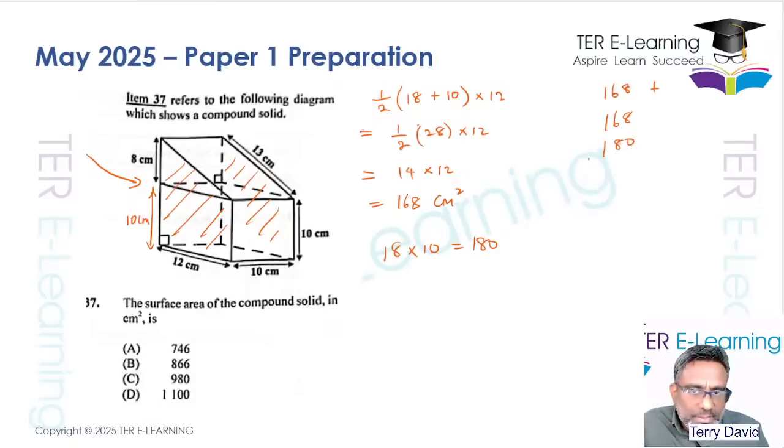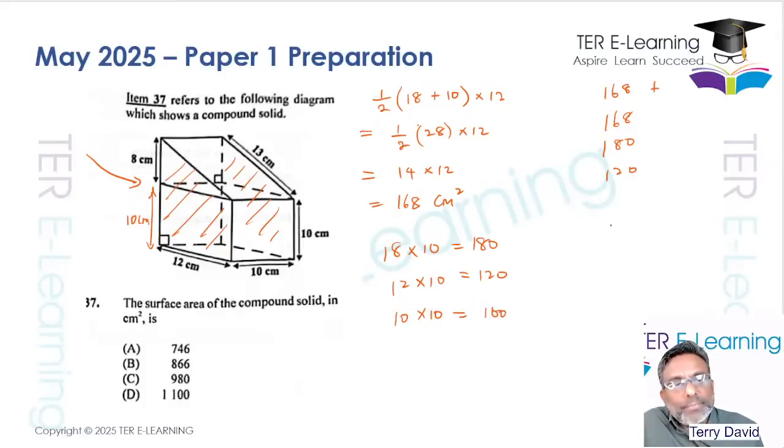What else are we missing? We have the base. The base is going to be 12 by 10. That's 120, so we have to add 120 here. That takes care of the base. We have the part to the front, that's 10 by 10, which is 100. And then we have this slanted piece here. The slanted piece is 13 by 10, so that's 130.